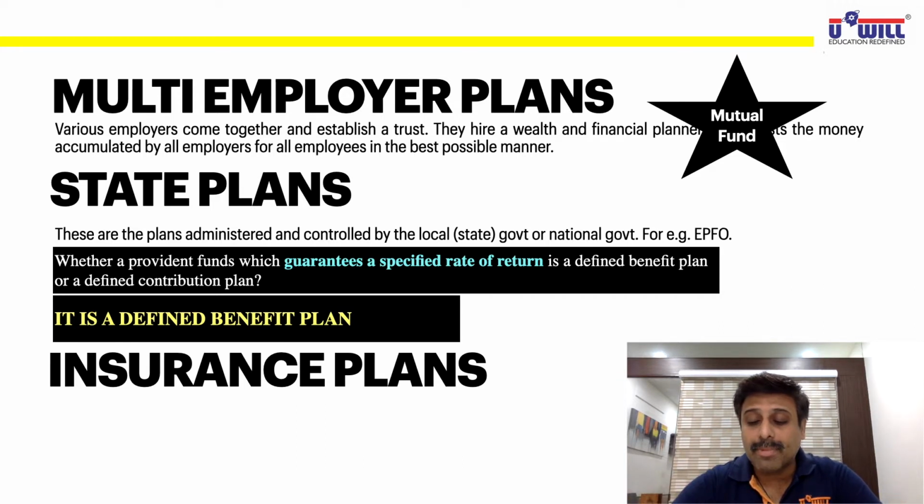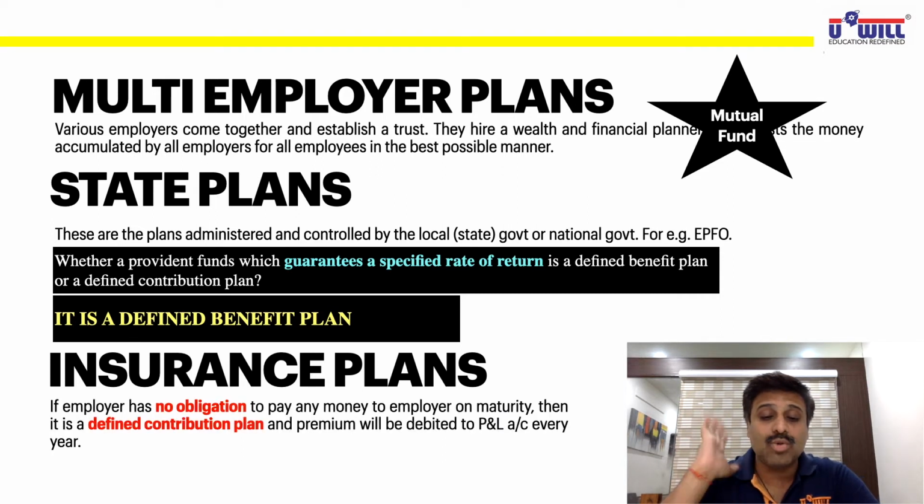So here in insurance plans, again, there are two different things possible. If the employer has no obligation to pay any money to the employee, okay? On maturity, whatever premium the employer is giving is fixed.